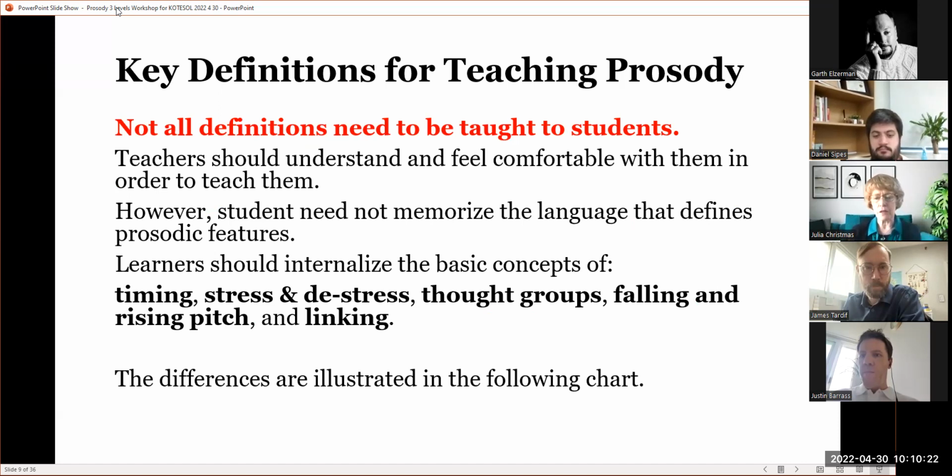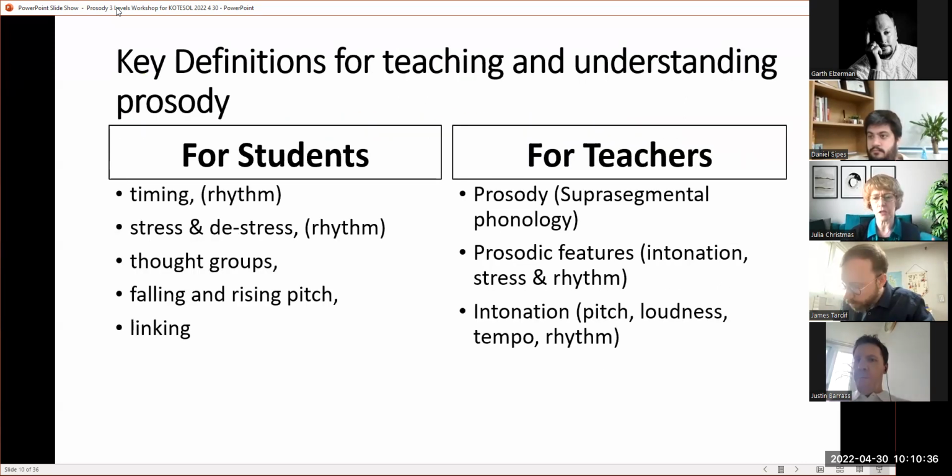And you do not need to teach all of the definitions to students. You need to know them. Teachers really should understand and feel comfortable with them, but the students don't need to memorize all of them. The bolded ones are the ones for the students, and I have a little chart. So for students, they need to know timing, the rhythm. They need to know the idea of stress and de-stress. They need to know thought groups. And I'll explain these in just a minute. They will be available in the PowerPoint later as well. They need to understand falling and rising. And linking is kind of cool.